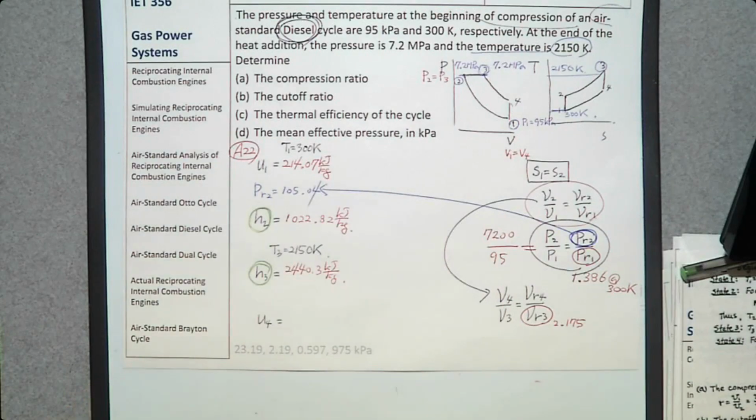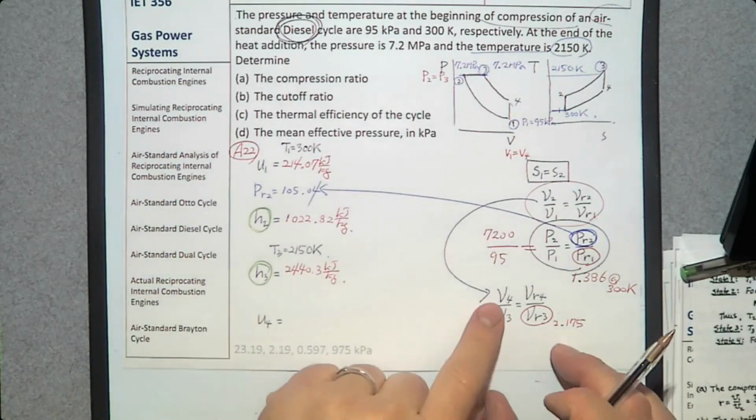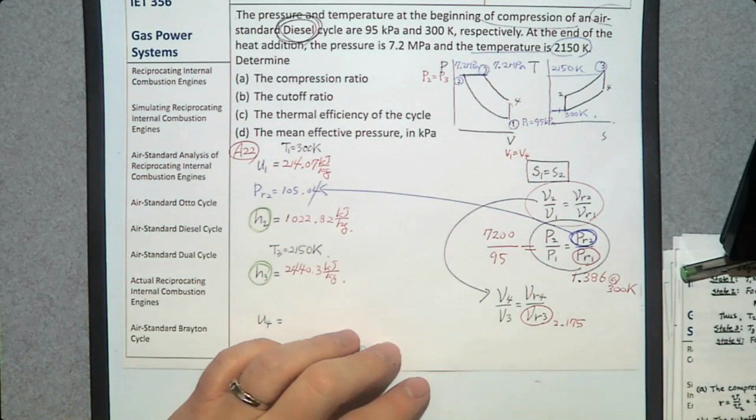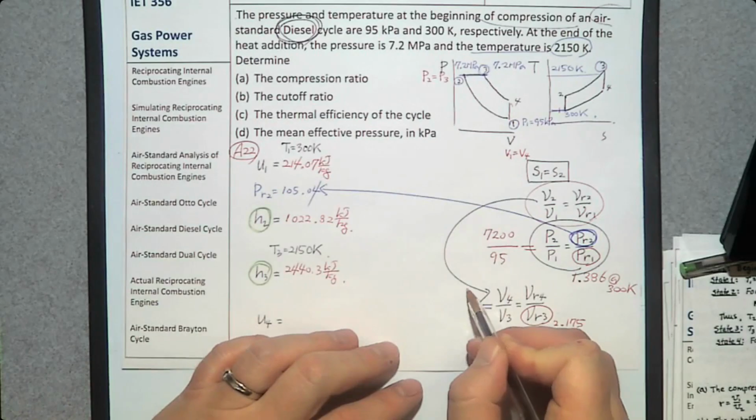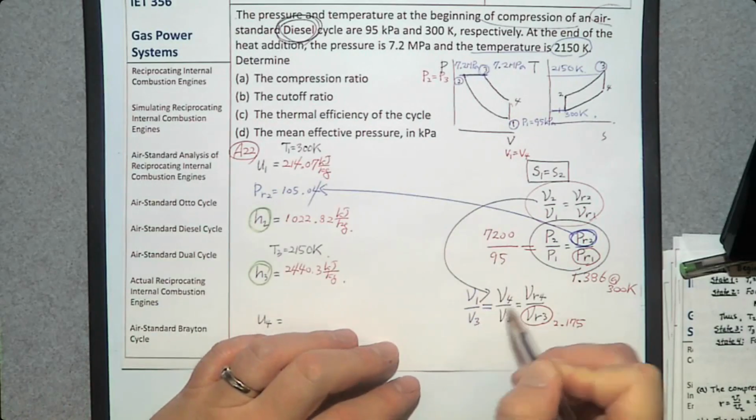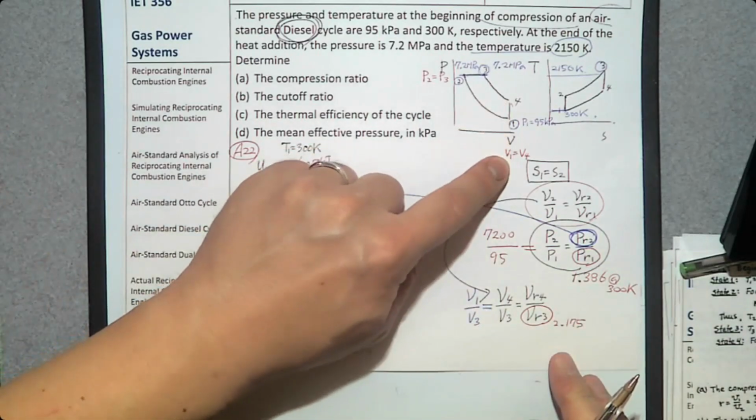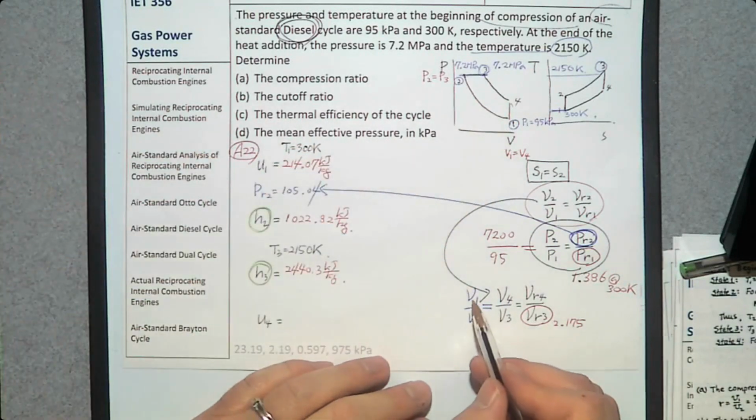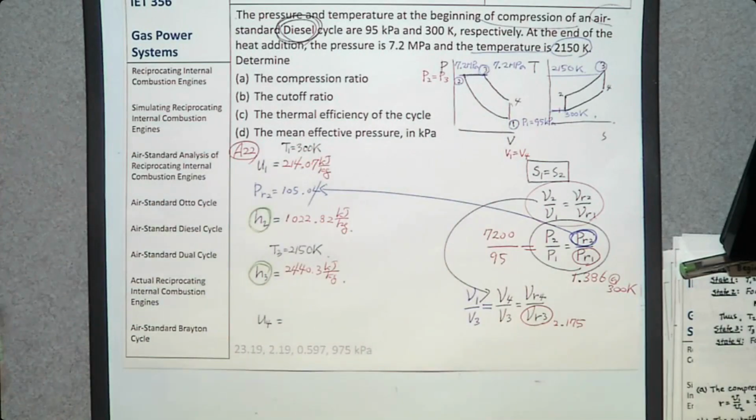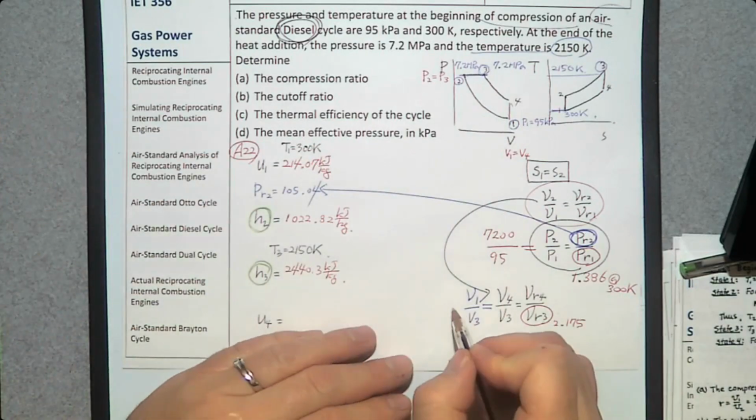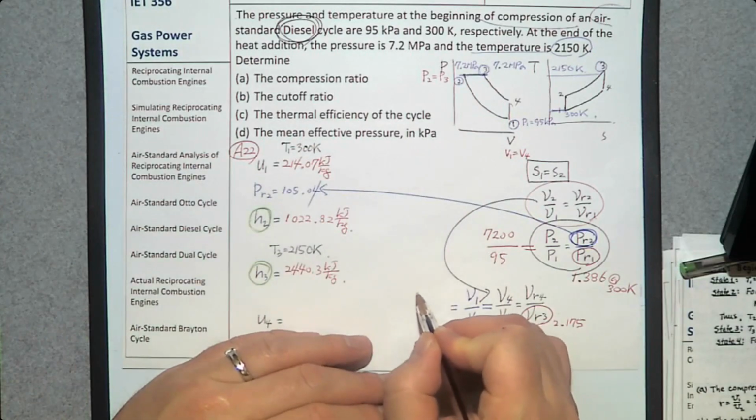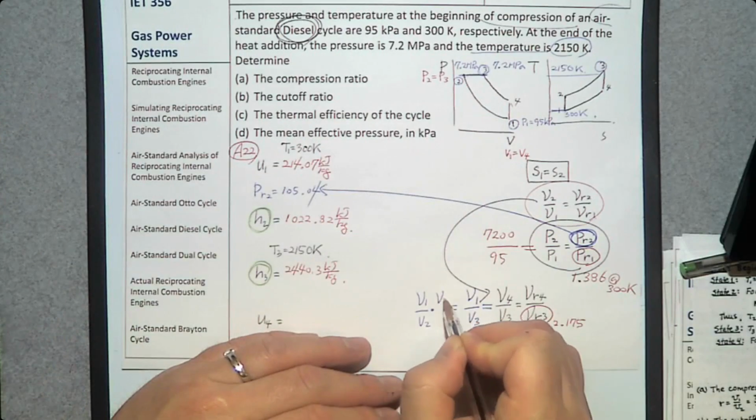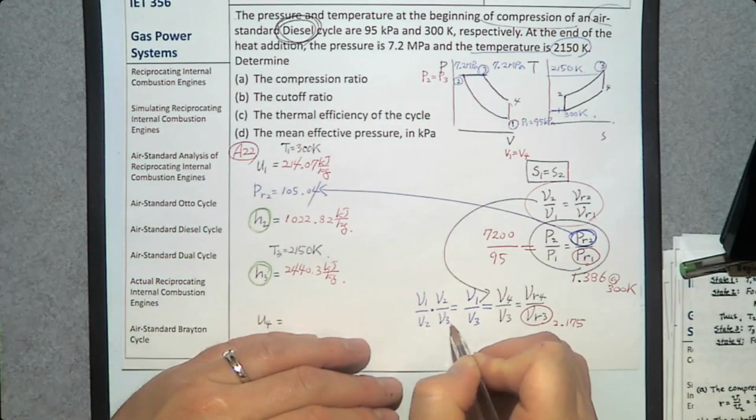Unfortunately, this one is not easy. So V4 is the same as V1, right? So I'm going to say this one is the same as V1 over V3. No problem, because V1, V4, they're the same. It's a constant volume process. Now, can you find V1 over V3? We don't. So we are going to change this one a little bit. V1 over V2 times V2 over V3.